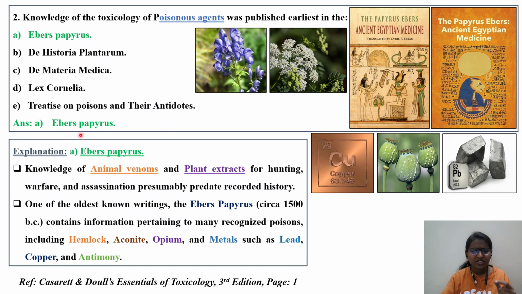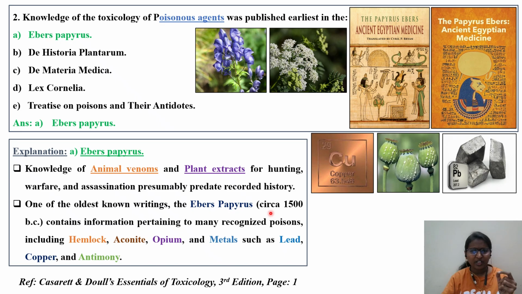So the right answer is in the green text, that is Ebers Papyrus. Knowledge of animal venoms as well as plant extracts for hunting, warfare, and assassination presumably predates recorded history. A lot of historical incidents are there. One of the oldest known writings is the Ebers Papyrus. Here you can see it.